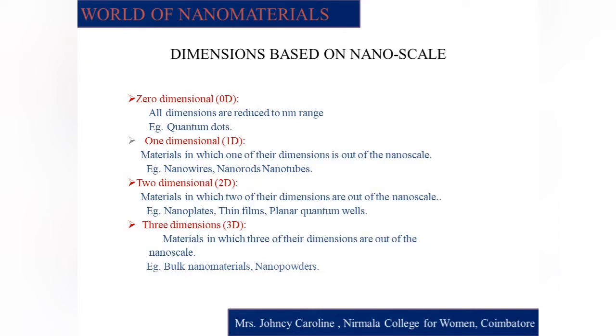1 dimension: the materials in which one of their dimensions is out of the nanoscale, that is nanowires, nanorods, nanotubes. 2 dimension: in which 2 of their dimensions are out of the nanoscale. Example, nanoplates, thin wires, planar quantum wells. Next one is 3 dimension, that is 3D, the materials in which 3 of their dimensions are out of the nanoscale. Example, bulk nanomaterials, nanopowders.